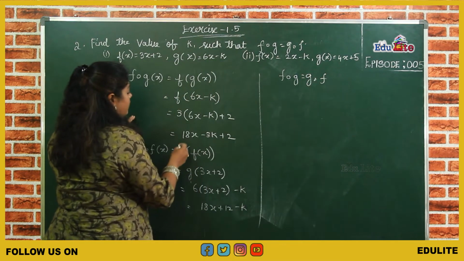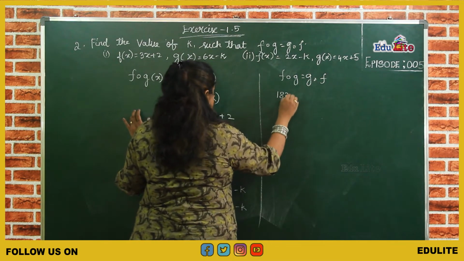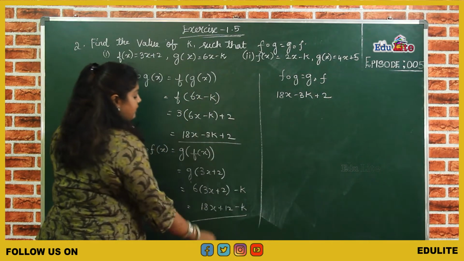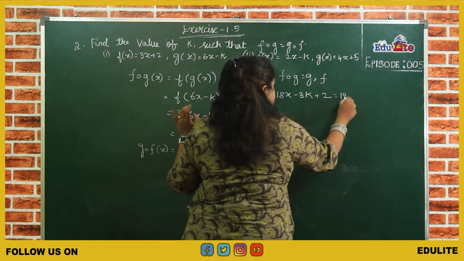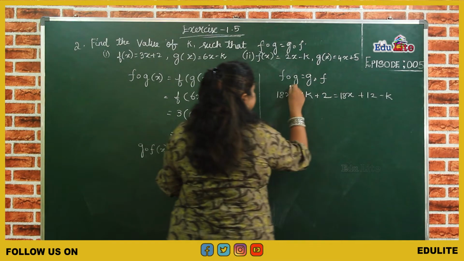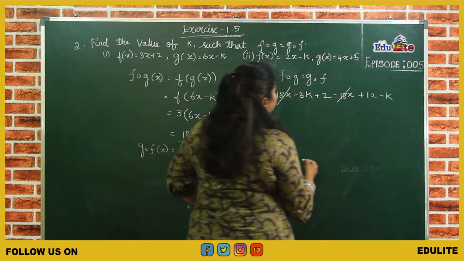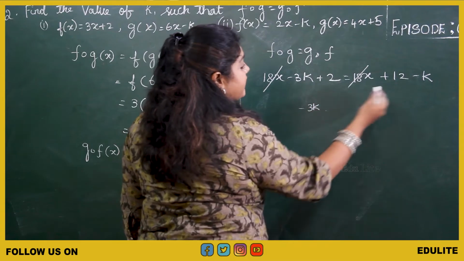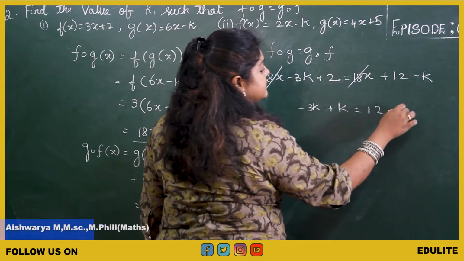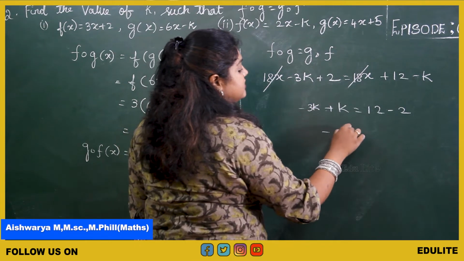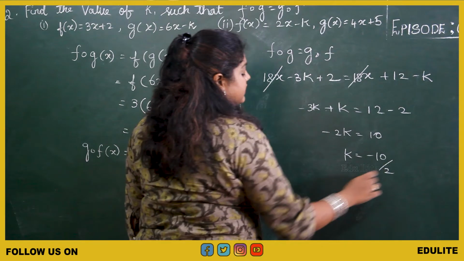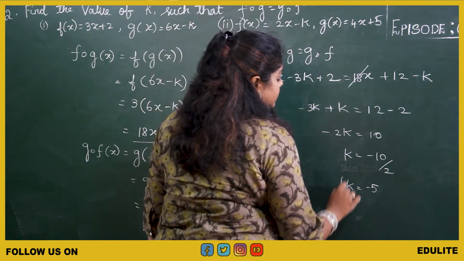F composite g we found as 18x minus 3k plus 2, and g composite f we found as 18x plus 12 minus k. So 18x will get cancelled. Remaining is minus 3k. If I bring the k to the other side, it will become plus k, which is equal to 12 minus 2. So minus 2k is equal to 10. K equals minus 10 by 2. K equals minus 5.